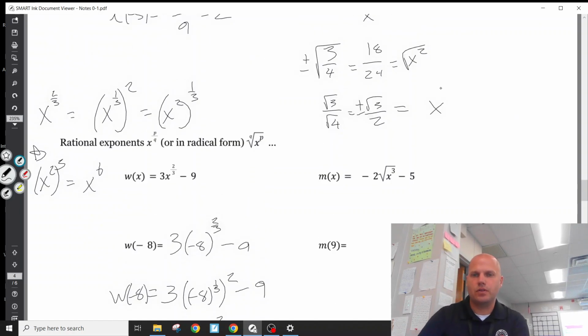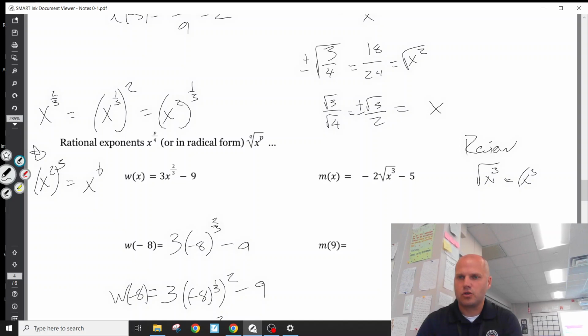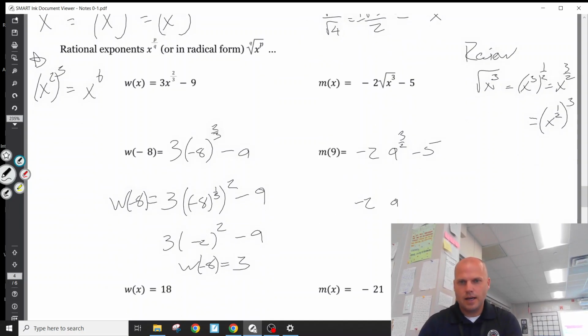Probably review that. The square root of x cubed is the same as x cubed rooted, which is the same as x to the 3/2, which means it's the same as x to the 1/2 cubed. So if I ask you what's m of 9, I can just say that's the same as 9 to the 3/2, which is the same as 9 to the 1/2 cubed. 3 cubed is 27. 27 times -2 is -54. Minus 5 is -59.